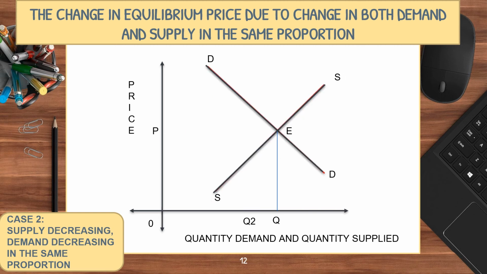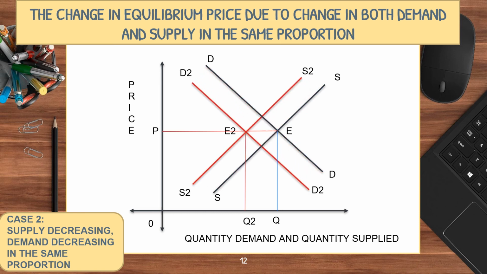Now let us study case 2, and that will be studying the change in the equilibrium price or quantity demanded and supplied when both demand and supply decrease in the same proportion. So case 2 is supply decreasing, demand decreasing in the same proportion. What do you think will happen? Let's see.